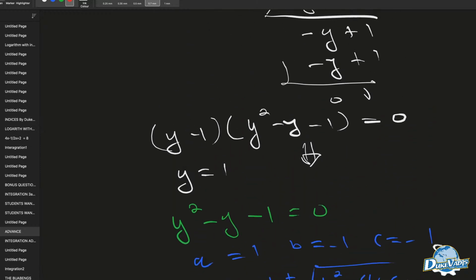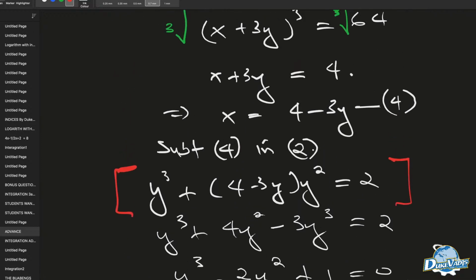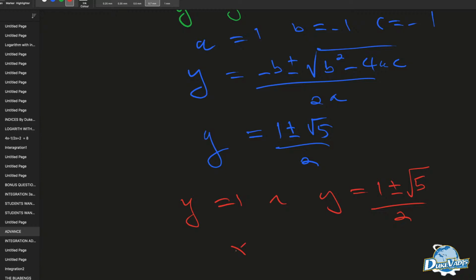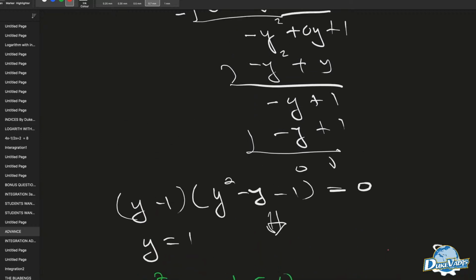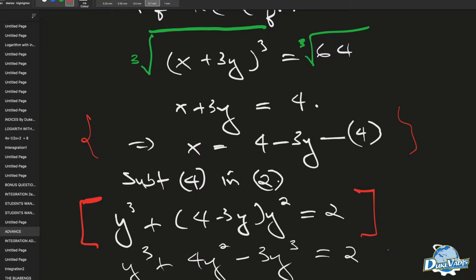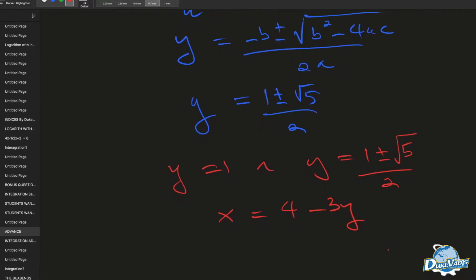But we should bear in mind that somewhere along the line, our equation can now help us to solve for the values of x. So now we know x is equal to 4 minus 3y. Now, let's go back and refer. That is when we got equation 4. So now let's substitute the values respectively into equation 4.